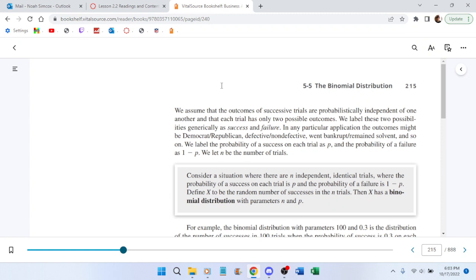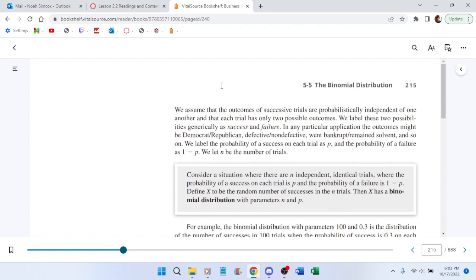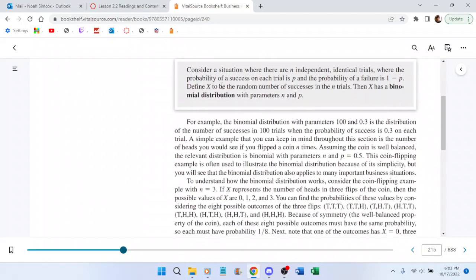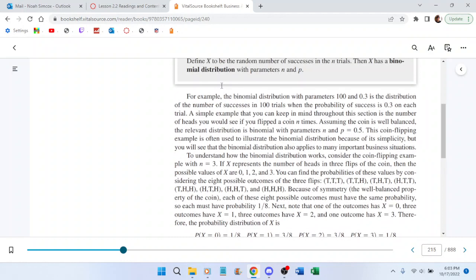Probability of a success in a trial as P. Probability of a failure is 1 minus P. N is the number of trials. There are N independent identical trials where the probability of success is P and the probability of failure is 1 minus P. Define X to be the random number of successes in the N trials. And X has a binomial distribution with parameters N and P. Distribution of the number of successes in 100 trials where the probability of success is 0.3 at each trial.